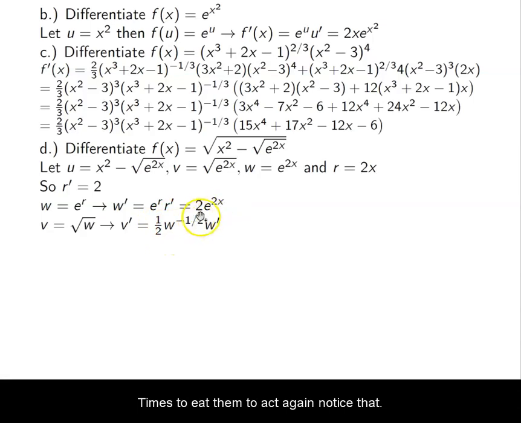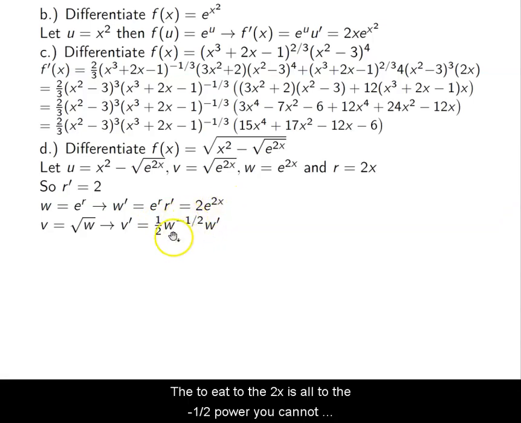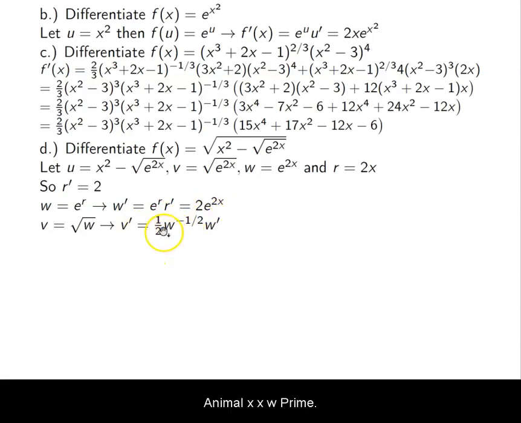Again, notice that the 2e to the 2x is all to the negative 1/2 power. You cannot simplify this 2 with the 1/2, so please don't get into that habit, okay? And then we'll multiply times w prime.